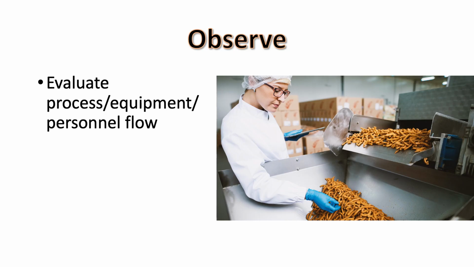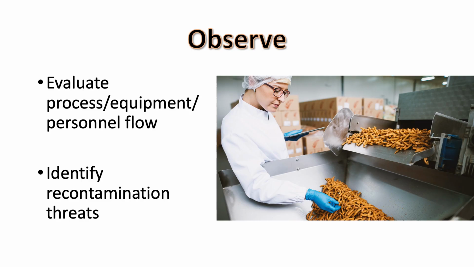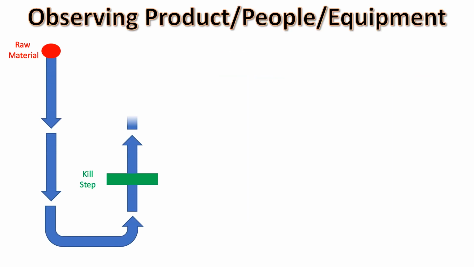You should observe the flow of processes, equipment, and personnel throughout the facility as the product is being made. This step will help to identify areas that might provide an opportunity for contamination of your product. These cartoons provide an example of various types of product flow that you might encounter in a food processing facility.